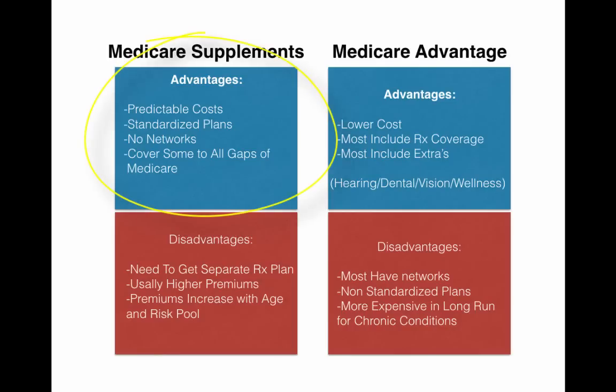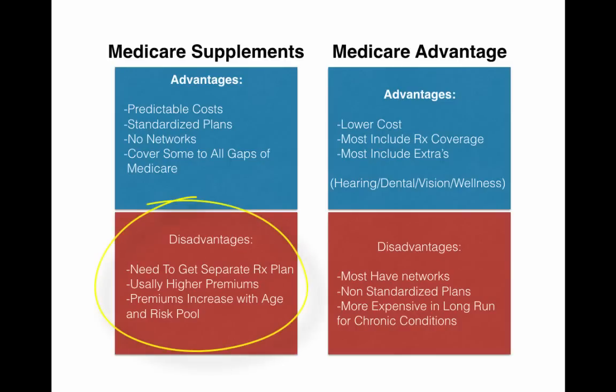Medicare Supplement plans have predictable cost. They are standardized so they do not change year to year. They do not have networks of doctors and hospitals, and they have different Medicare Supplement plans to cover some to all the gaps in Medicare.